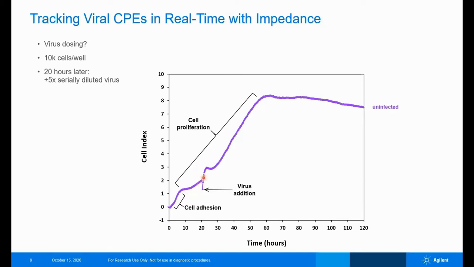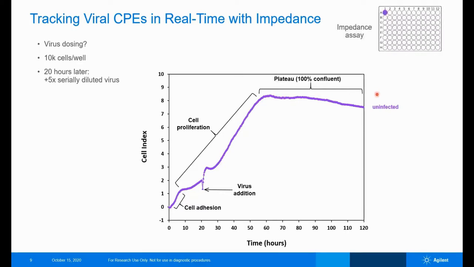This represents the time point when this plate was removed from the instrument in order to add virus, not to this well, but to other wells in the plate. We see that the impedance signal eventually plateaus, and the reason for that is that the cells have reached 100% confluence at this point. It's worth pointing out that in this real-time format, all of this data is acquired from a single well. So it's very different than an endpoint assay where each well gives you a single data point.